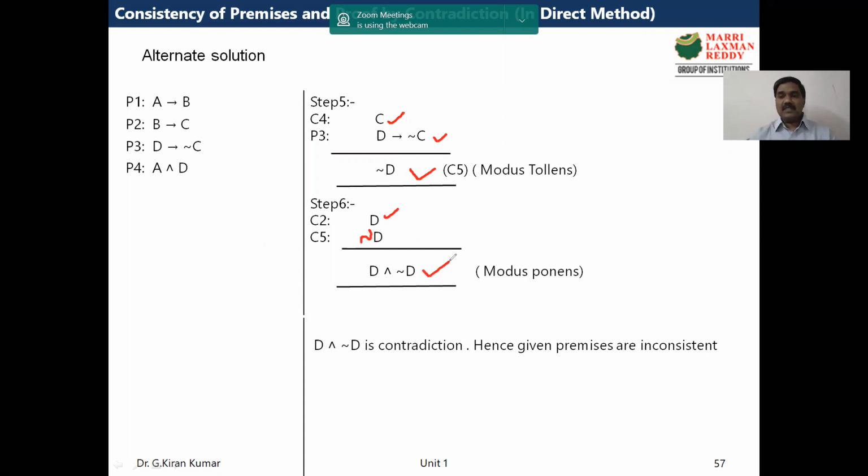So this is an alternate solution. I just want you to realize that there are many possible solutions, but our target is to derive any one contradiction statement. This is how we prove that a given set of premises is inconsistent. You apply all inference rules on the given premises and finally derive any one contradiction statement. So this is the final conclusion. Thank you.